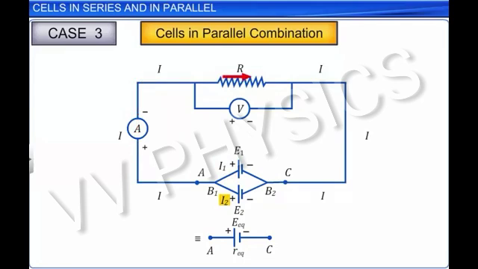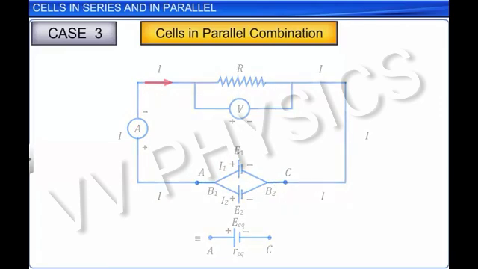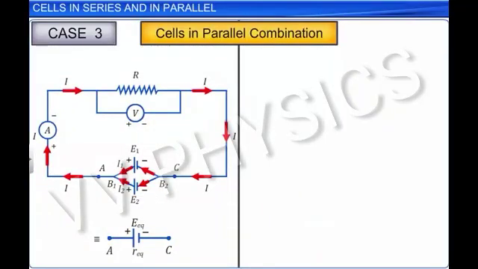At junction point B1, I1 and I2 flow in and flow out as I into the external circuit. At any point in a circuit, the total charge flowing in must be equal to the total charge flowing out. So, at junction point B1, we can write I is equal to I1 plus I2. Let this be equation 1.